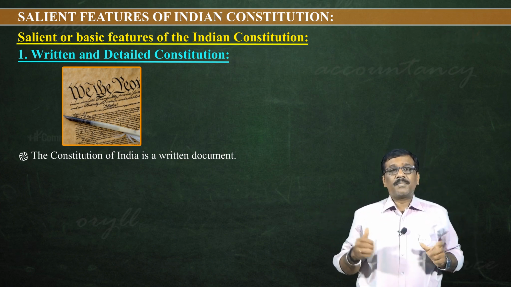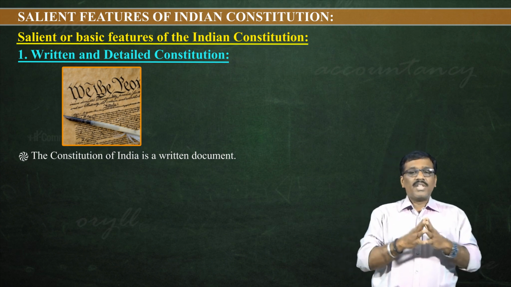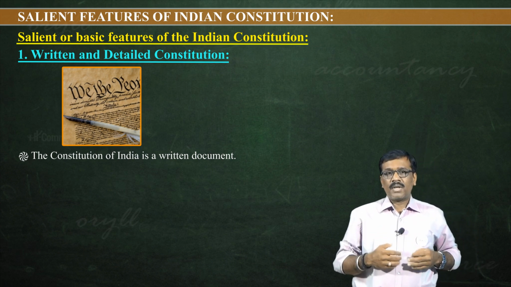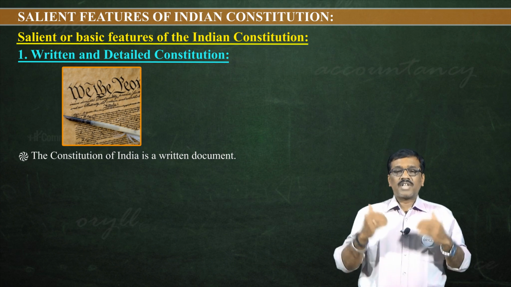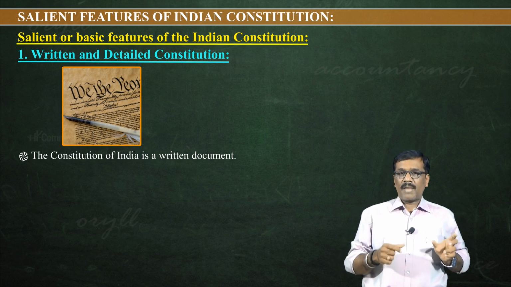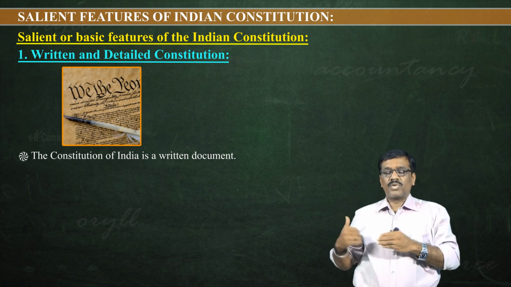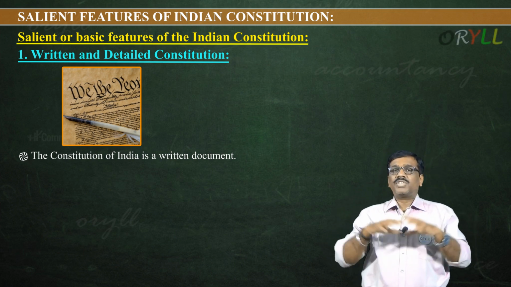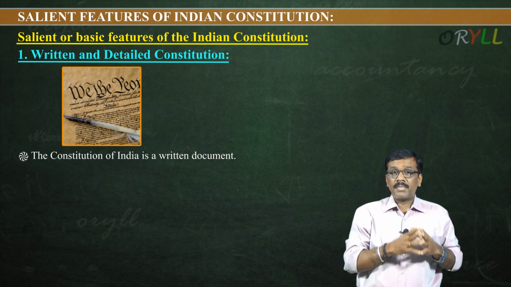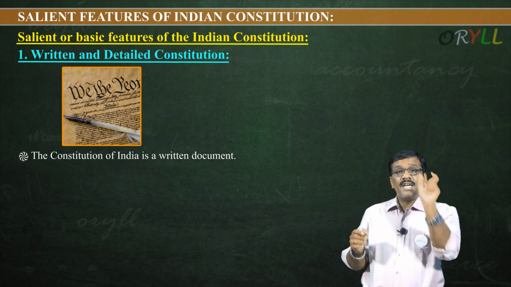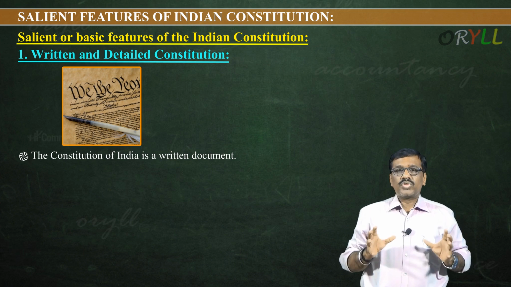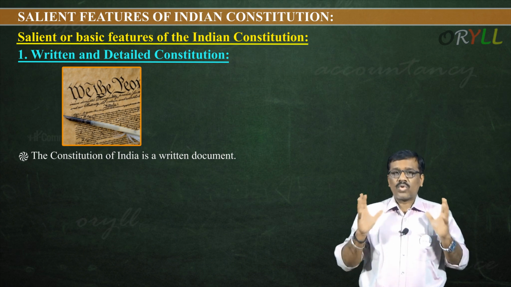See, unwritten is something known as a conventional way where there is no document. For example, if your parents or elders come to your home, it's not written in your family code that you are going to touch their feet and take their blessings. It's a convention we are following, which is not written. Written means everything is in detail. So our constitution is a detailed and written constitution.